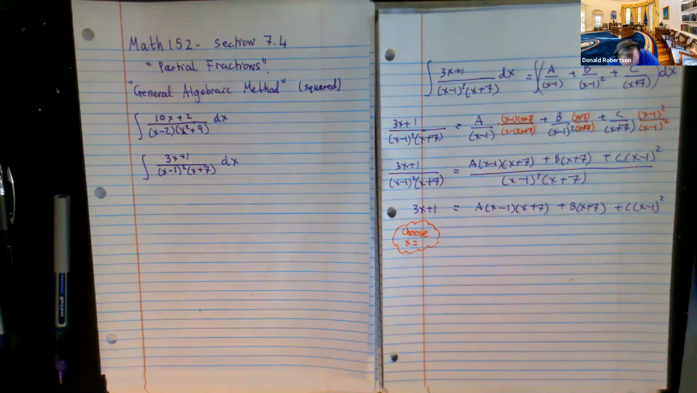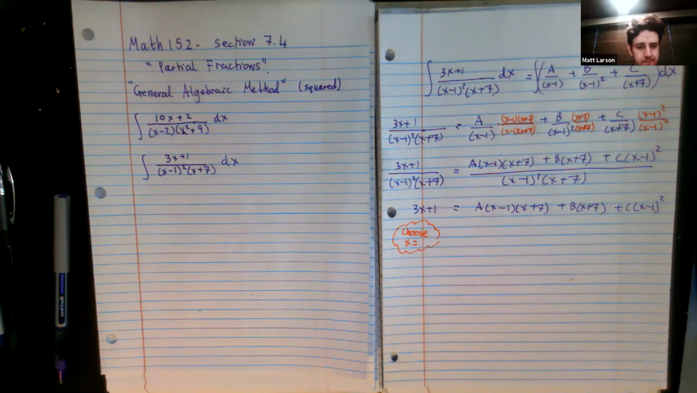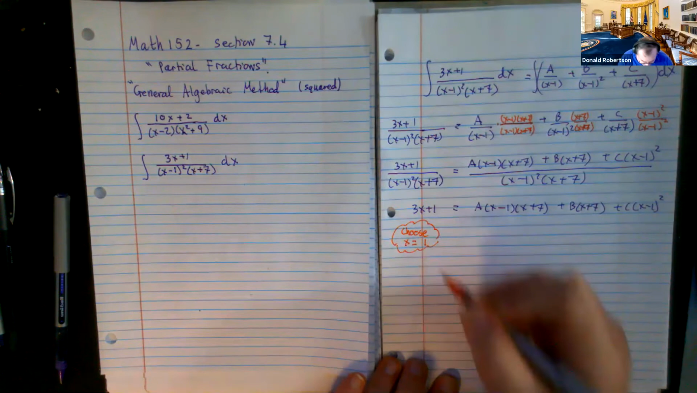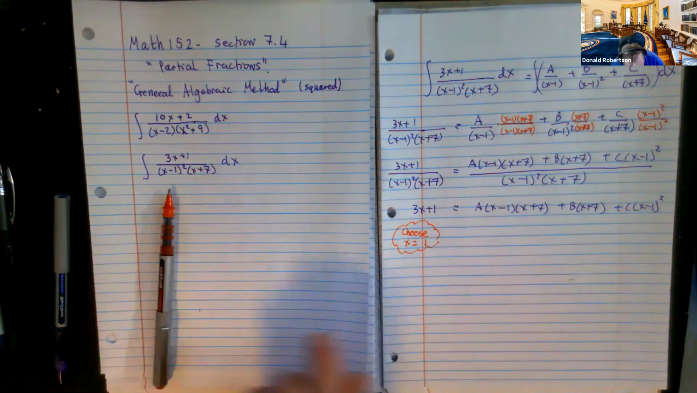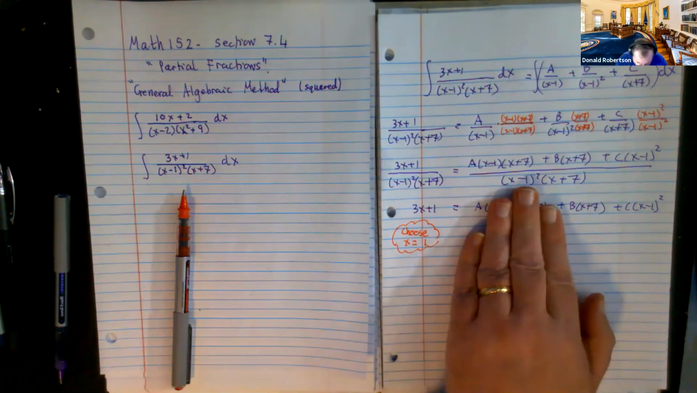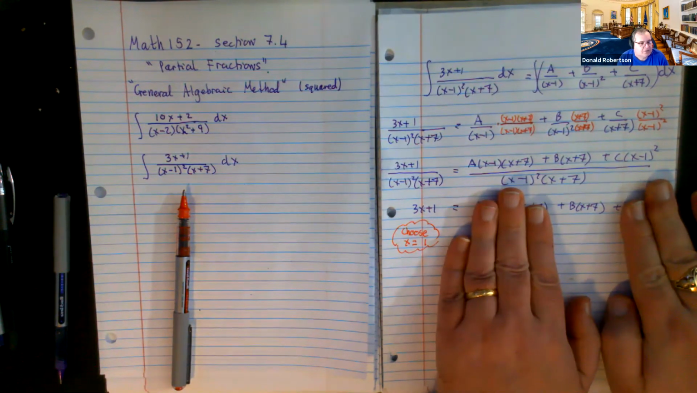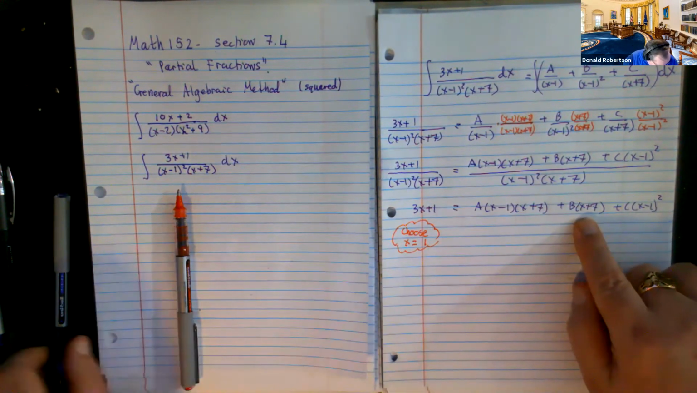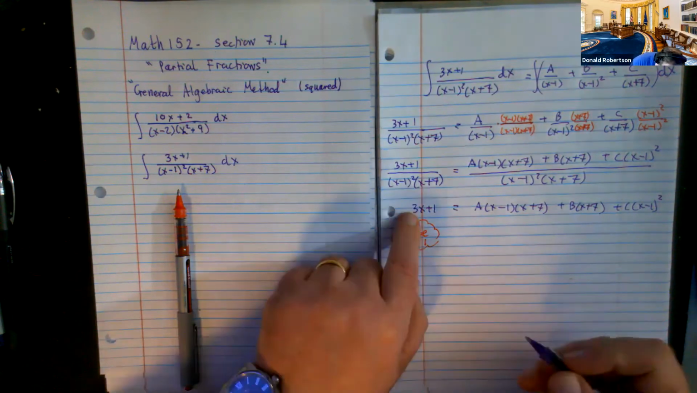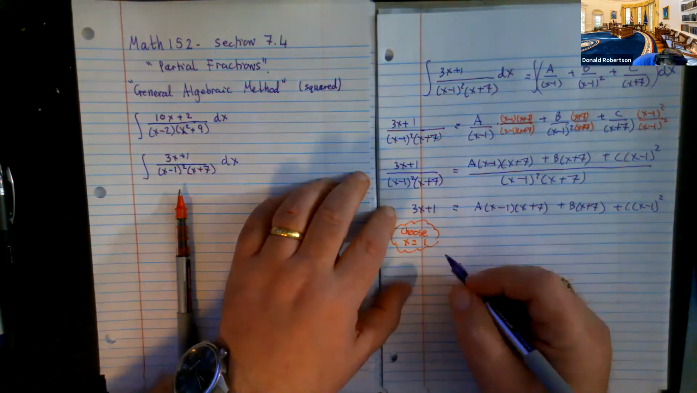Okay, so what value of x should I pick? Who should I choose? 1. I like 1. Now, if I choose 1, won't that be 0, so they'll disappear? And won't that be 0, won't this disappear? You notice that choosing x equals 1, only the middle term actually survives. So let's see what we get. 3 lots of 0 plus 1 is 1.